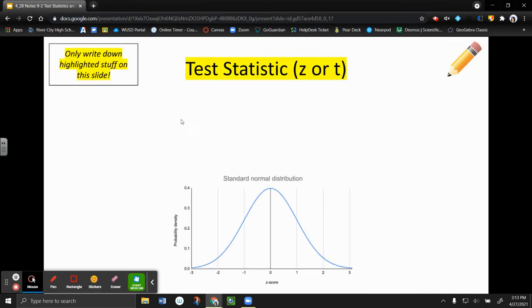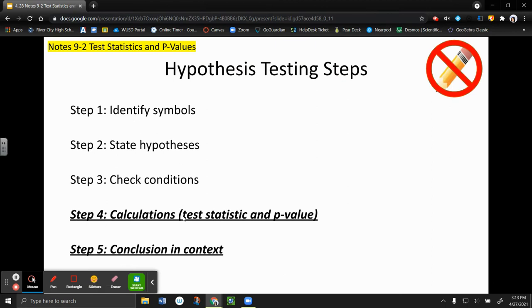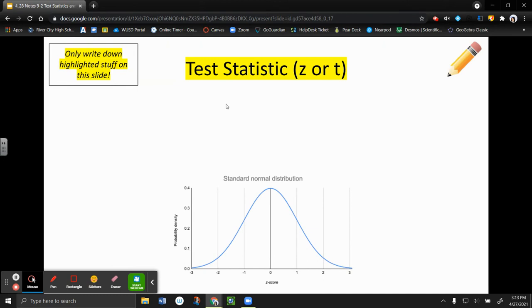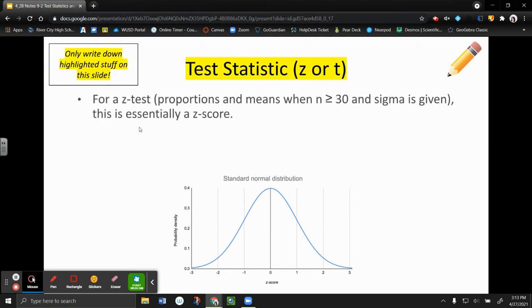So in step four, we talk about test statistics and p-value. Let's talk about what is a test statistic, and then we'll talk about what a p-value is. A test statistic can be either z or t. These letters should look familiar. We use those in confidence intervals. For a z test, which is what we're going to use for proportions, and then means when our sample size is large and sigma is given, the z test statistic is essentially a z-score.